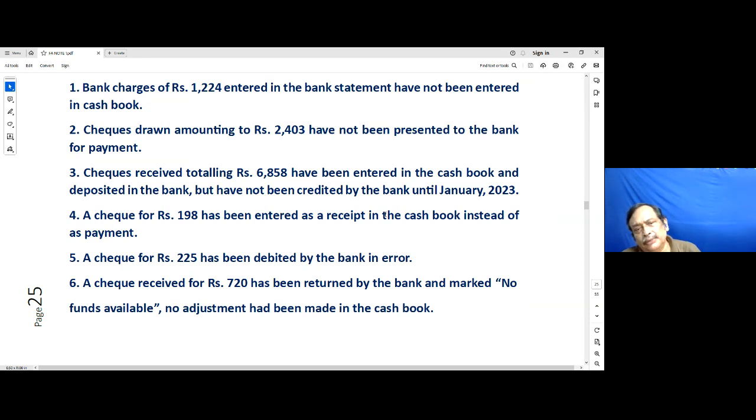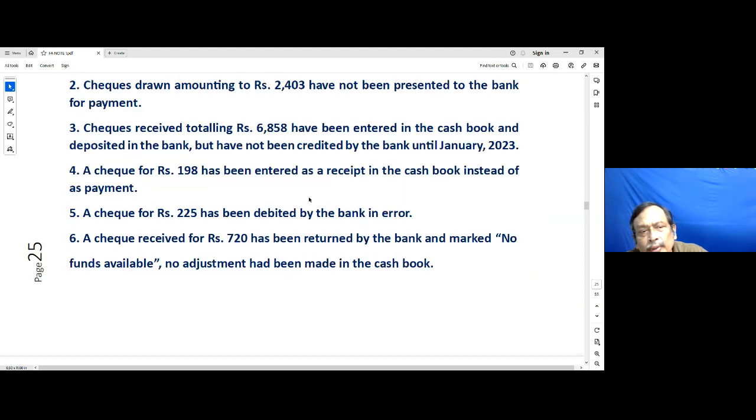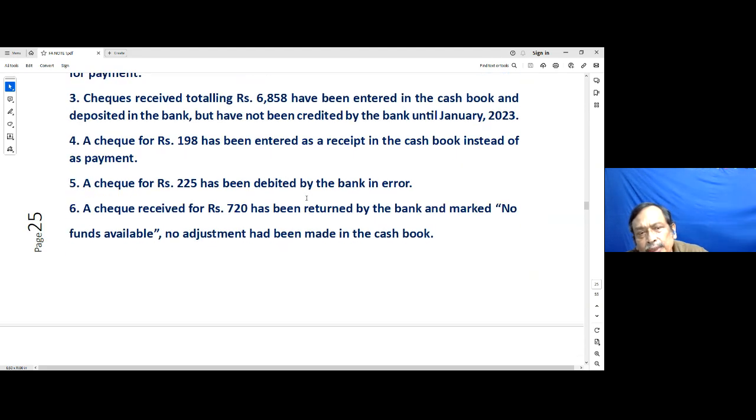A check of rupees 198 has been entered as a receipt in the cash book instead of as a payment. So we have to adjust the cash book. A check for rupees 225 has been debited by the bank in error. So it is a mistake. As far as the bank statement is concerned, remember, the bank statement is prepared by the bank. The trader has no right to write anything in the bank statement.